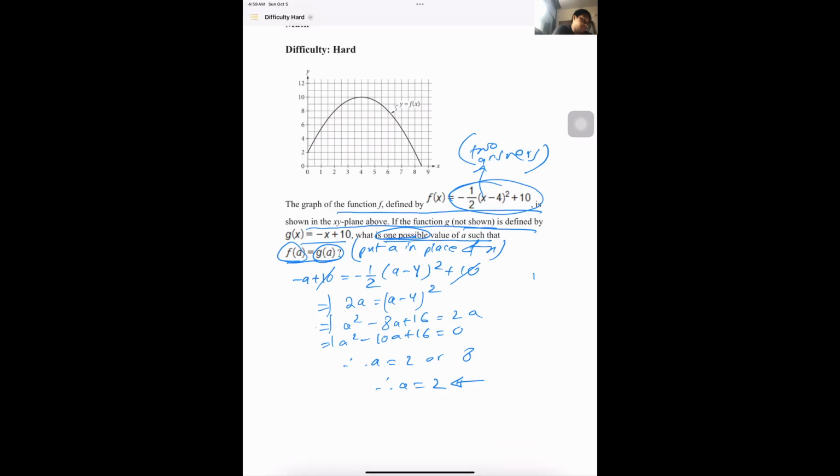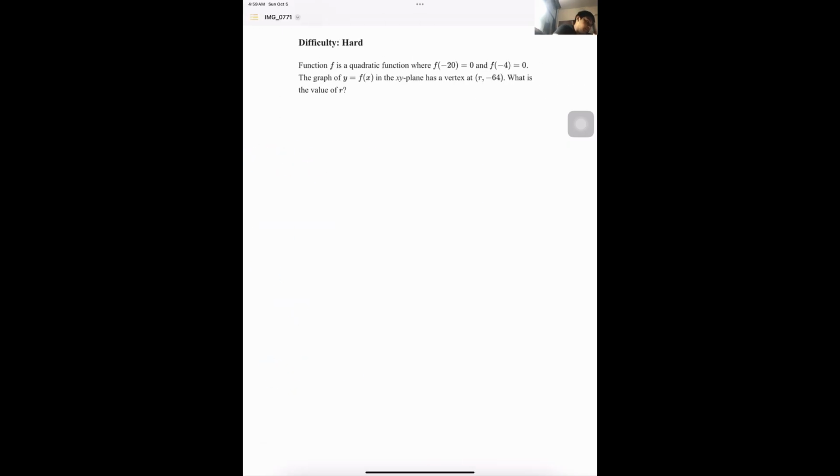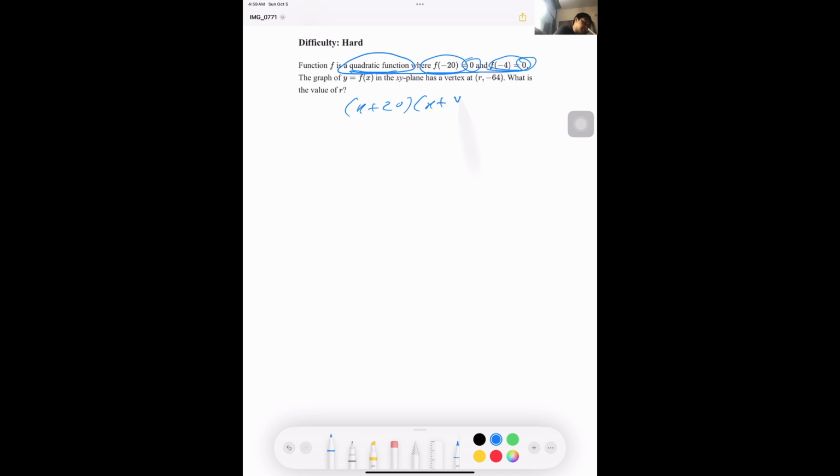Next question. The function f is a quadratic function where f of minus 20 equals this and f of minus 4 equals 0, and these are the values of x for which the function is equal to 0. So we'll have something like this: x plus 20, x plus 4. Now break this equation down, which is x squared plus 24x plus 80.